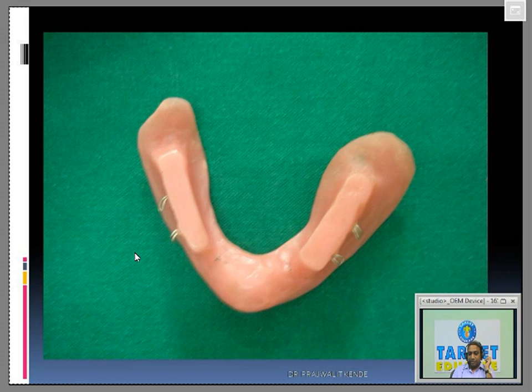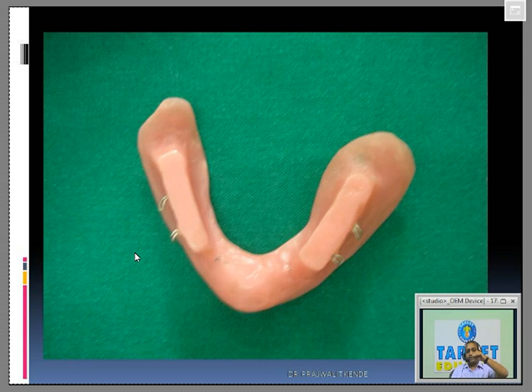Similarly, for the maxillary denture, a similar type of maxillary gunning splint can be prepared, and the maxillary denture is actually fixed with the help of per-alveolar type of wiring. Again, in per-alveolar type of wiring, you have to make some holes in the maxillary denture.